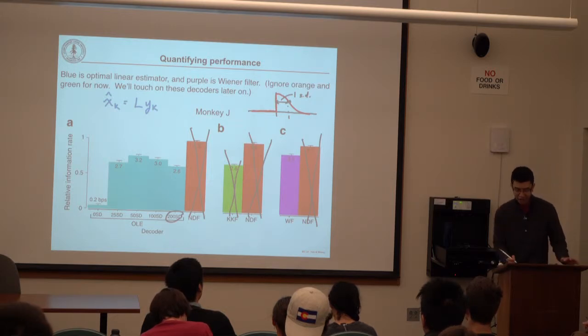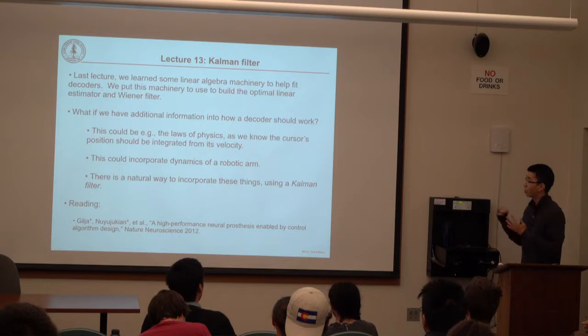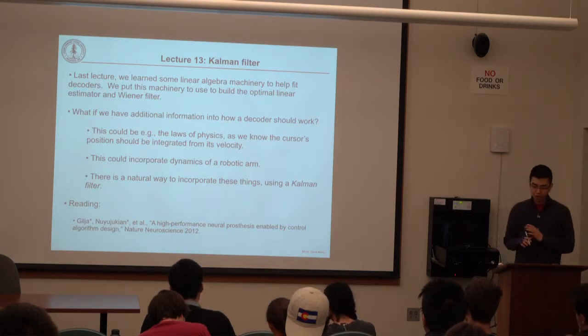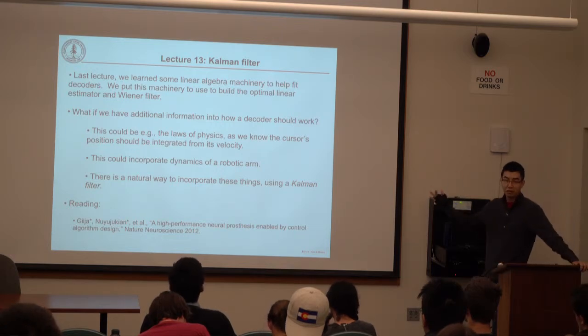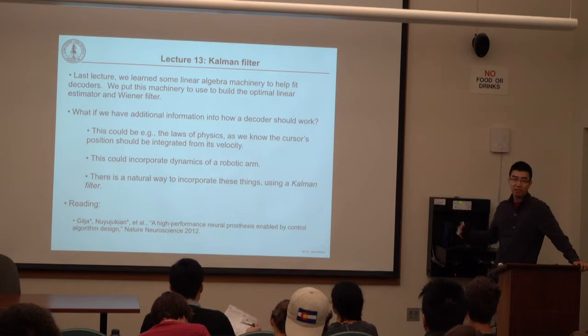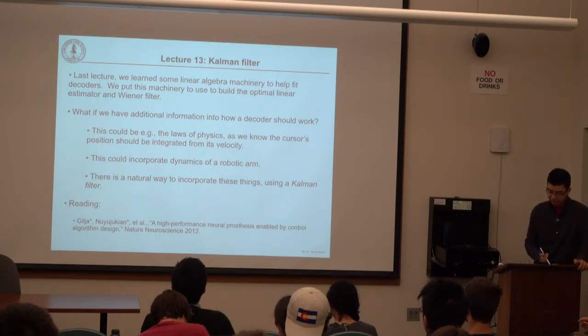All right, so we're done with Wiener filters for now. And this is setting up our next handout, which is lecture 13, the Kalman filter. So in the last lecture, lecture 12, we talked about the linear algebra machinery that helps us to fit all these linear decoders. And we put this to use in building both the optimal linear estimator and the Wiener filter.